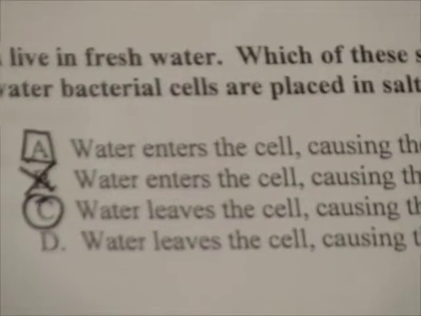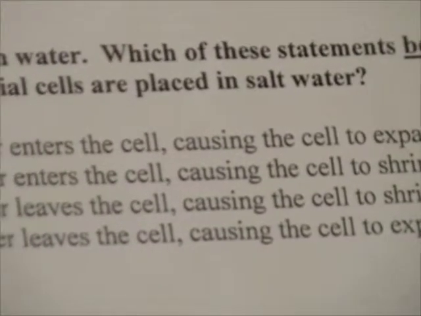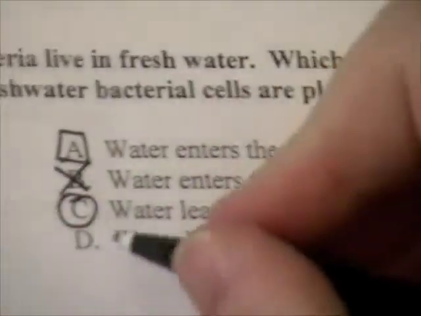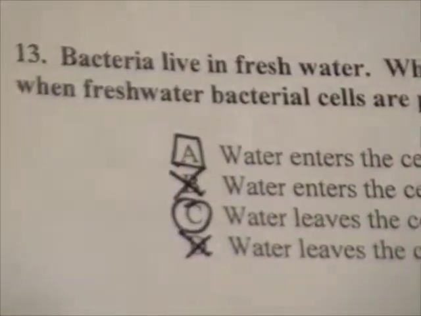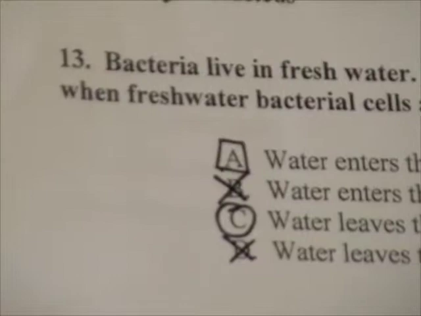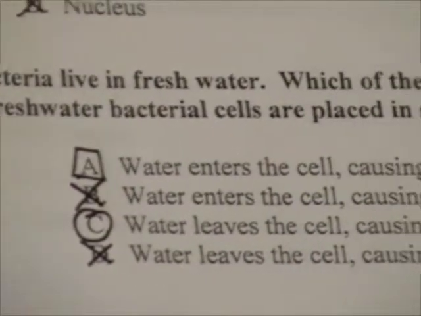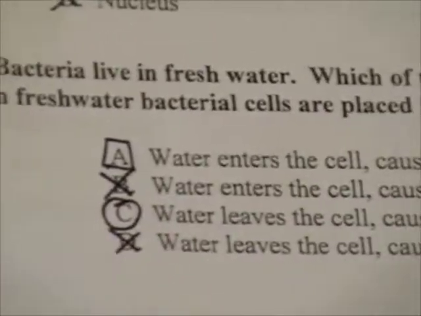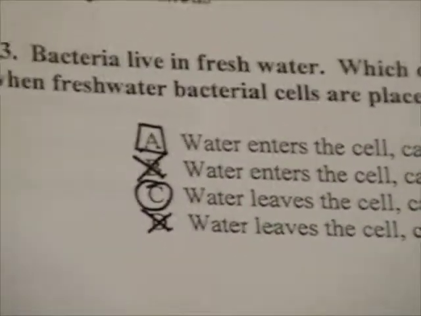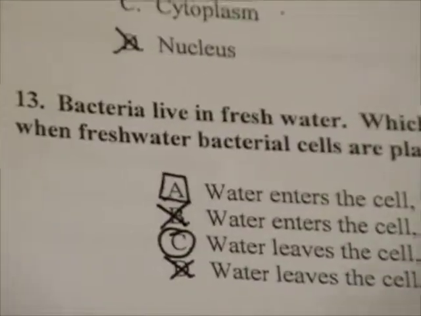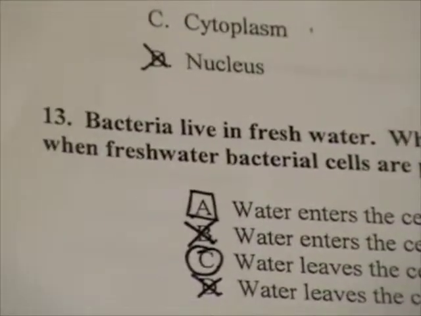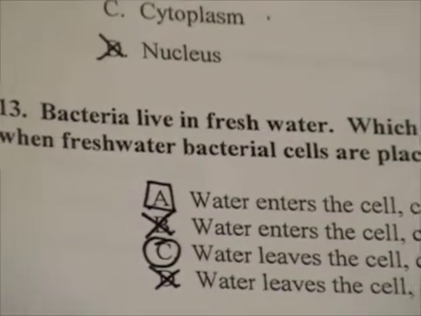Water leaves the cell, causing it to expand. Well, if water leaves the cell, it's not going to expand and get bigger. So that one can't be the answer. Well, if the bacteria live in fresh water, then they have to have things in place to keep the water from leaving the cell, because coming into the cell. Yeah, coming into the cell. Because there's a higher concentration of salt inside the cell than there is outside of the cell.